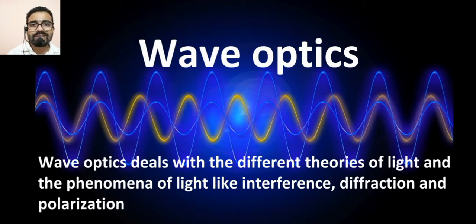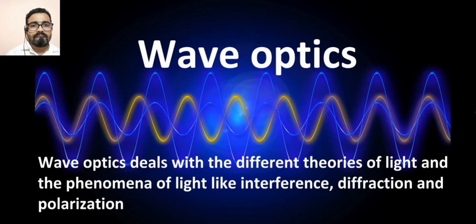This wave optics is also called physical optics, and ray optics is also called geometrical optics. Similar to ray optics, in wave optics we will discuss some other optical phenomena exhibited by light in nature, like diffraction, interference and polarization. The scientists were very curious about light.